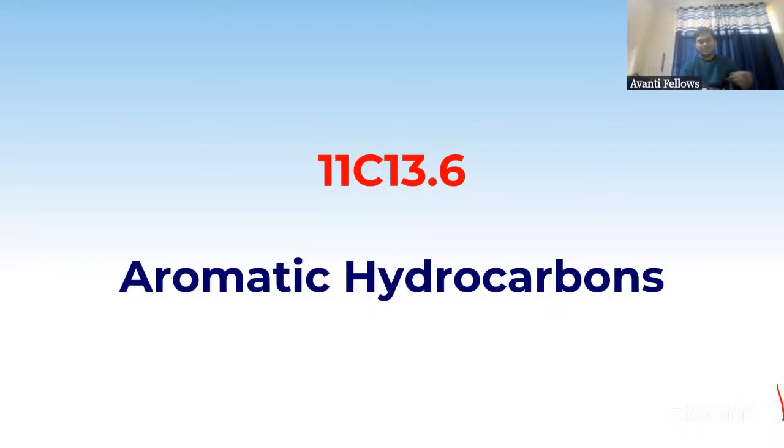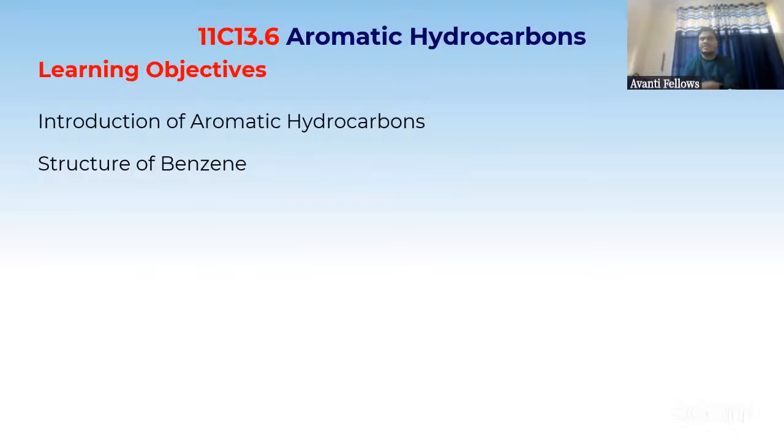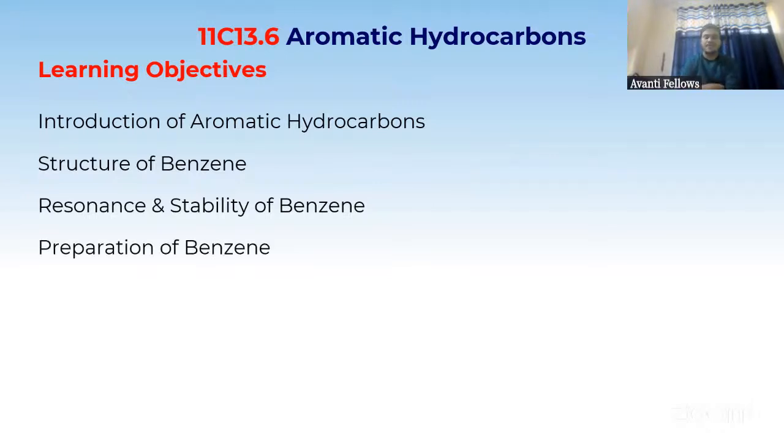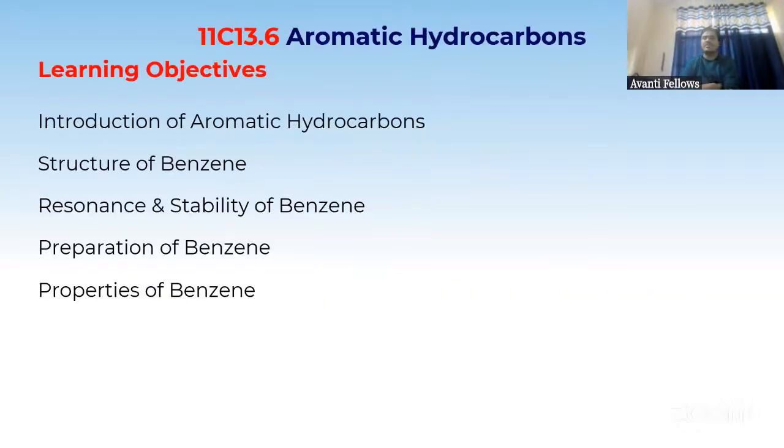Now, let's see some aromatic hydrocarbons. Okay, so we have aromatic hydrocarbon next, and this is the last topic of this chapter. First, we studied alkane, then alkene. After today, we have already completed alkyne. So the next topic is aromatic hydrocarbon. What is this aromatic hydrocarbon basically? So what are the learning objectives? The introduction of aromatic hydrocarbon, structure of benzene, resonance and stability of benzene, preparation of benzene, and properties of benzene. So this is what we are going to study under aromatic hydrocarbon.